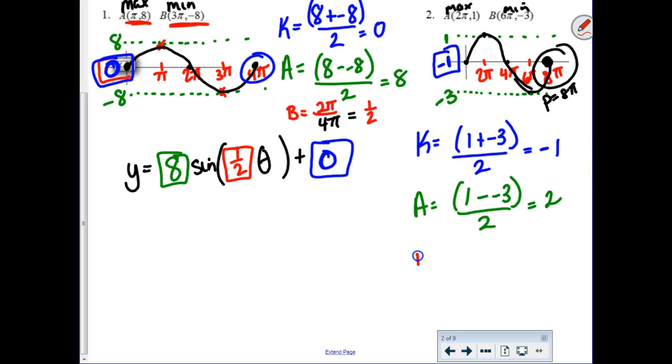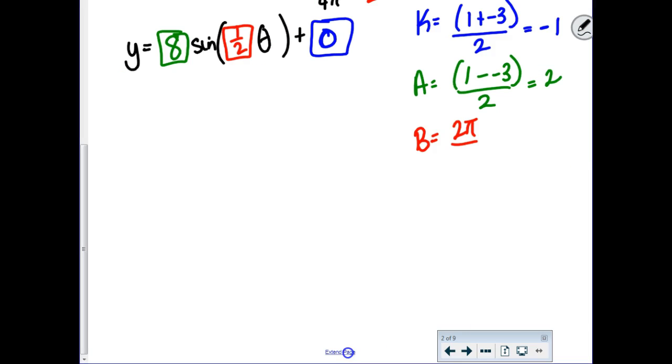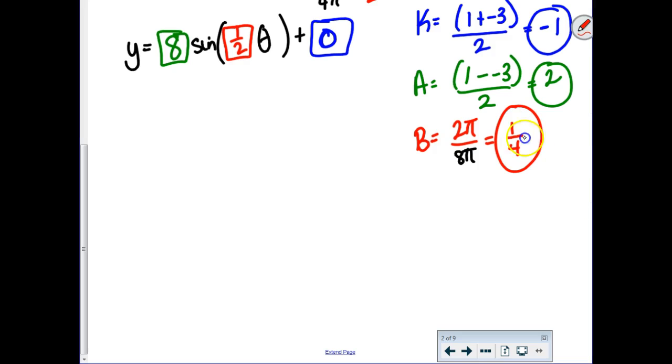And then the final thing I need you to calculate is b. So I'm going to use our new formula for b, which says take 2 pi and divide it by the period, which is, was it 8 pi? So that reduces down to the fraction 1 over 4. All right, guys, you have everything you need. You have k, you have a, you have b, and I know I have to throw this into a sine function, so here we go.